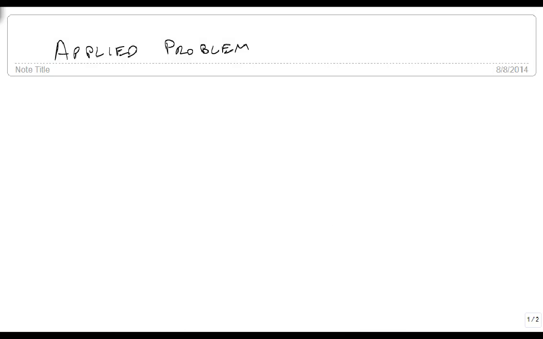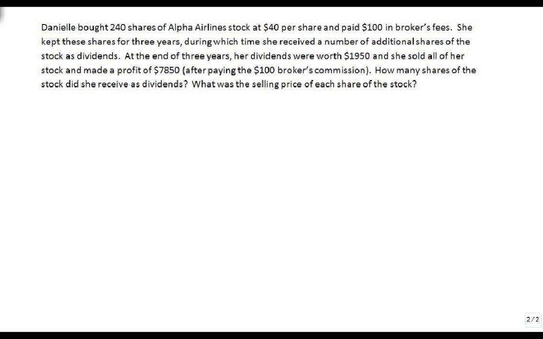Now we're going to talk about how we can use nonlinear systems to solve applied problems. In particular, we're going to look at a stock problem. So the problem that we're going to look at is the following.